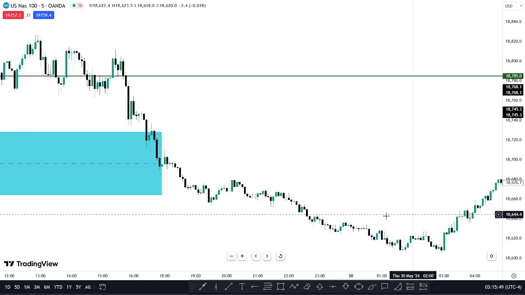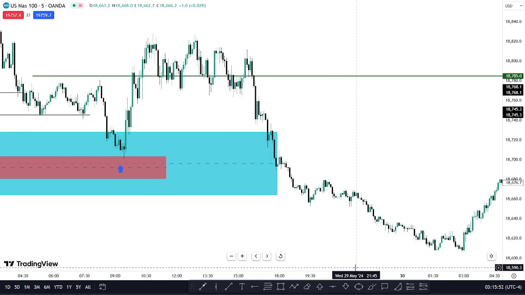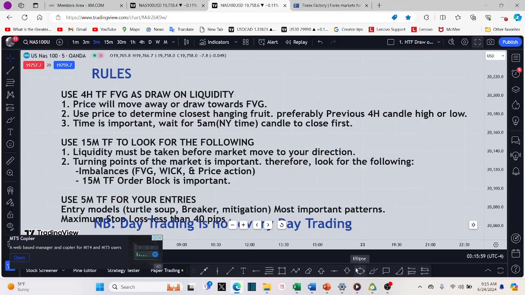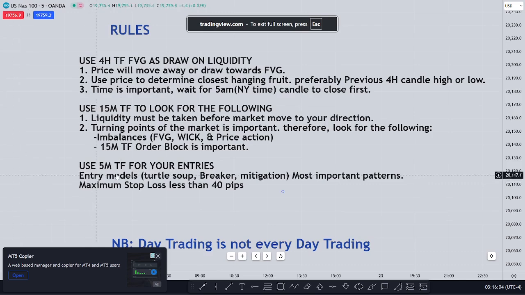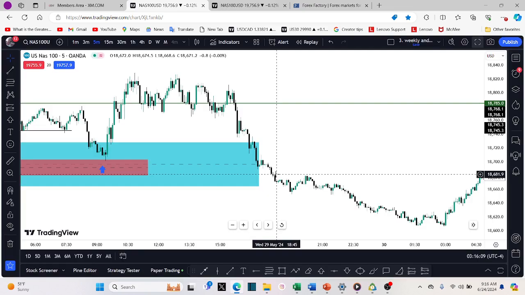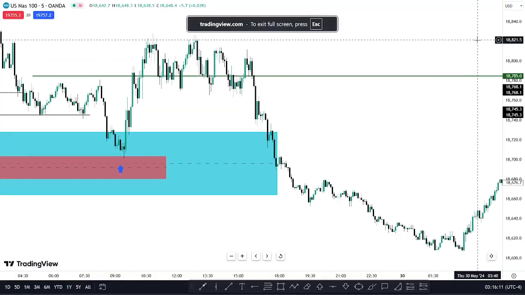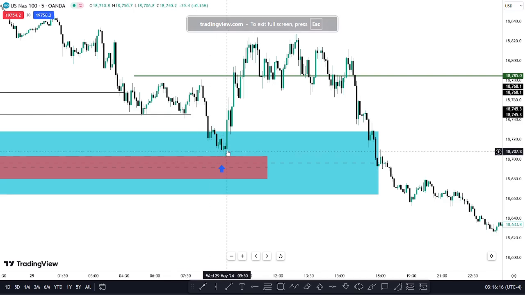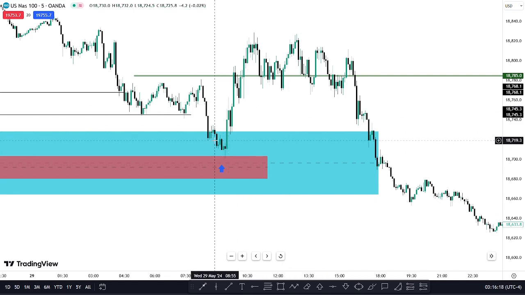Remember, what are we looking for on a 5 minute time frame? Just for the sake of this, 5 minute time frame entry models: turtle soup, breaker, or mitigation. So right here, you have your 9:30 performing. Then you have your low. However, you can pick it here. You can pick it here. You have your low. You have your lower low. So this becomes your breaker.